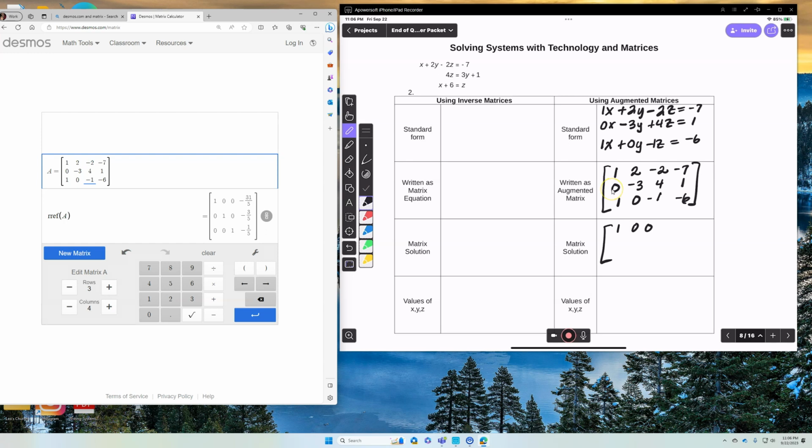So X will be -31/5. Y will be -3/5. And then Z will be -1/5. So it's parentheses, -31/5, comma, -3/5, comma, -1/5.